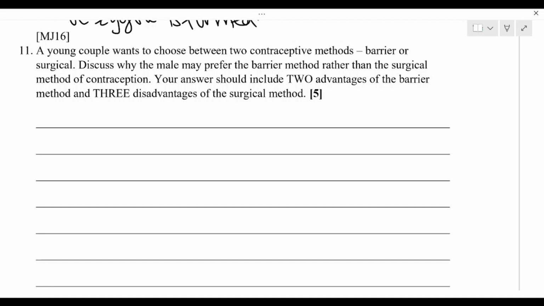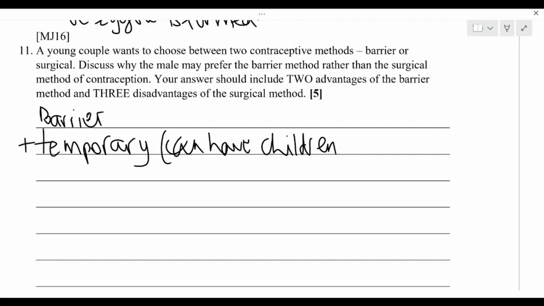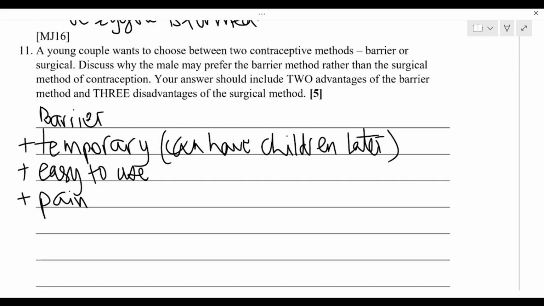So, advantages of the barrier method include that it is temporary, which means that the couple can have children later if they so desire. It's also easy to use. It is also generally painless. And normally does not carry any health risks.